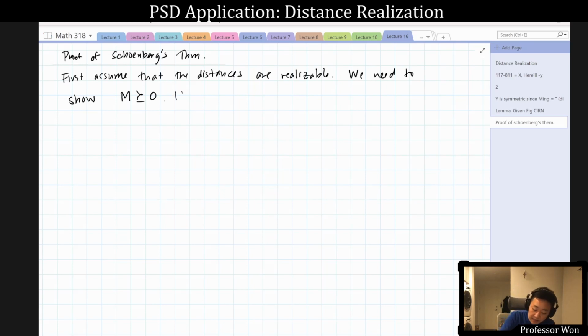Okay, now, if the distances are realizable, what that means is that there exist points, right? This is what we're assuming.